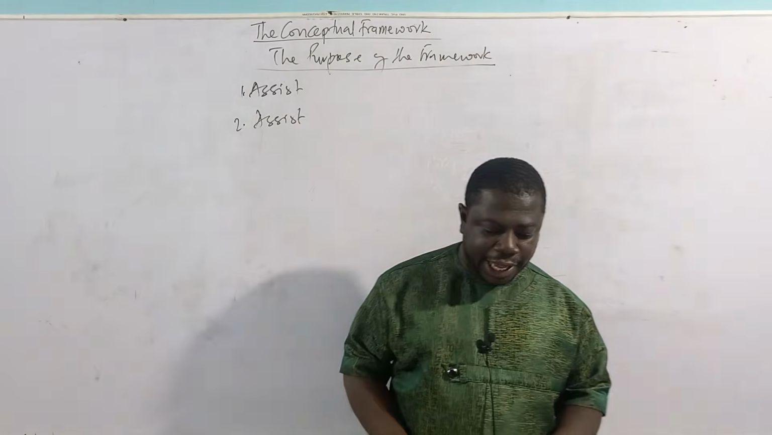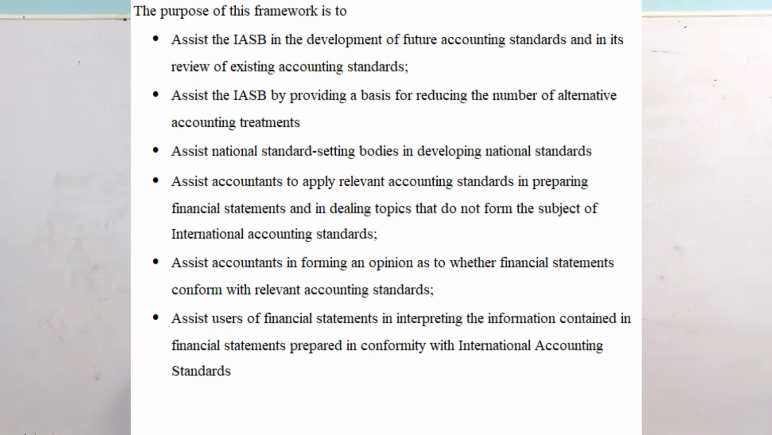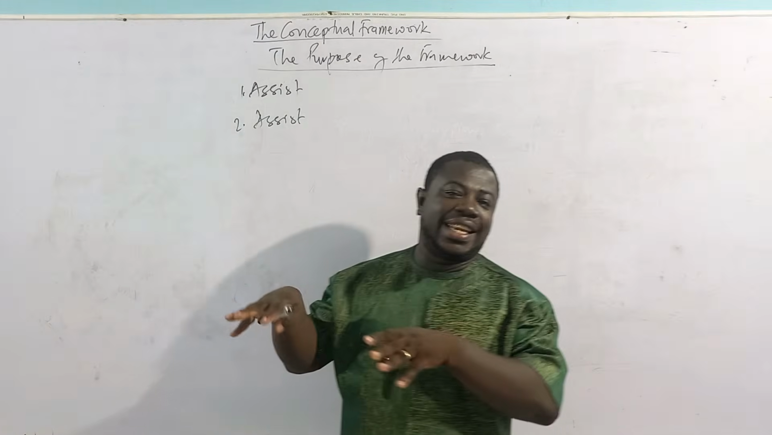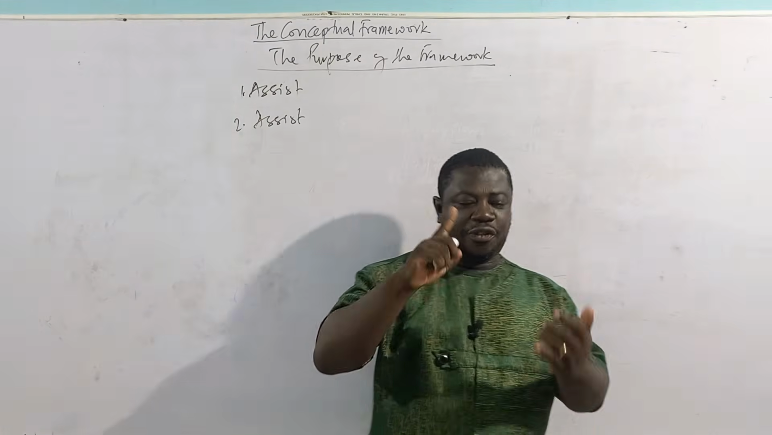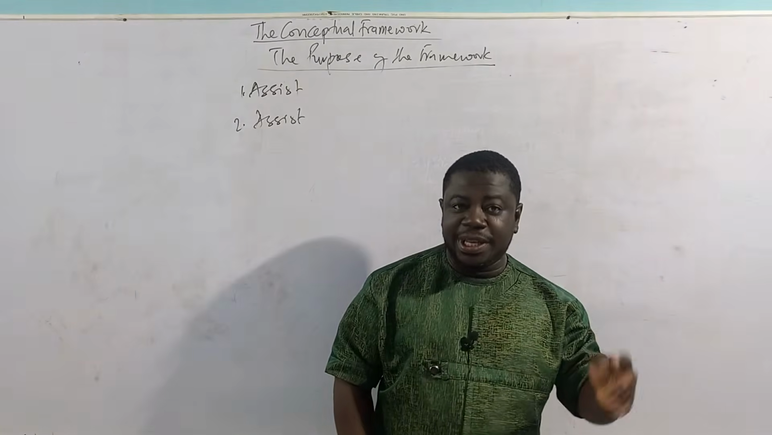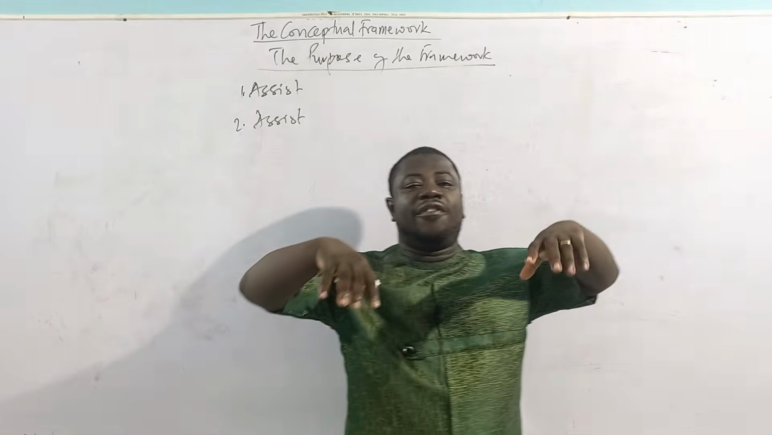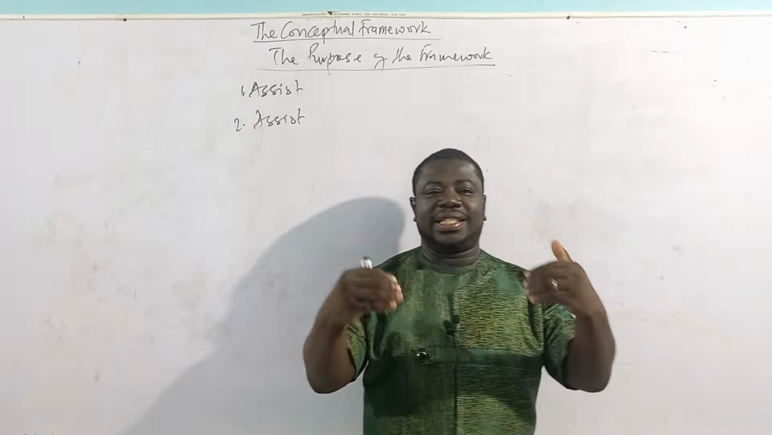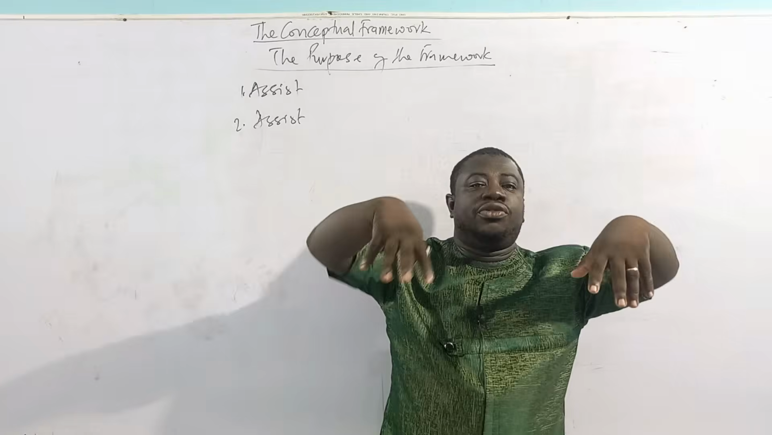And then let's look at the third point. The purpose of the framework is to assist national standard setting bodies in developing national standards. So now they have left the board. They are on the national standard setting bodies. So the first one was assisting the IASB. The second one assisted the IASB. Third point, we are assisting now. We have moved. No, the IASB is for the whole world. Now, the national standard setting bodies are country specific.